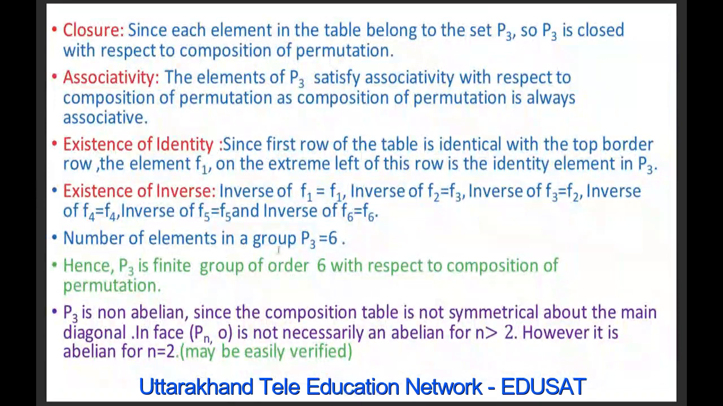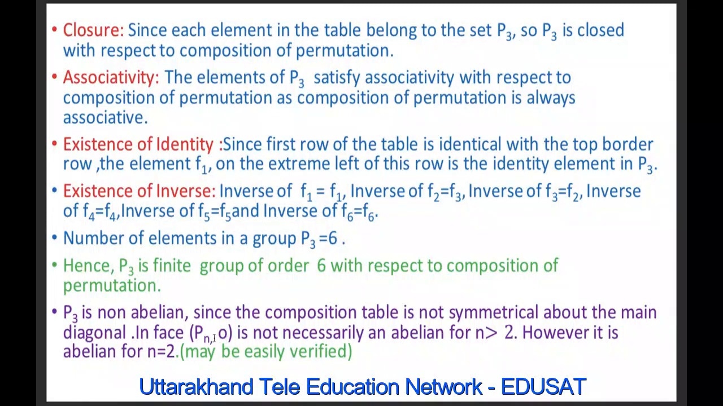Number of elements in the group P3 is 6. Hence P3 is a finite group of order 6 with respect to composition of permutation. But P3 is not abelian. It is a non-abelian group since the composition table is not symmetrical about the main diagonal.